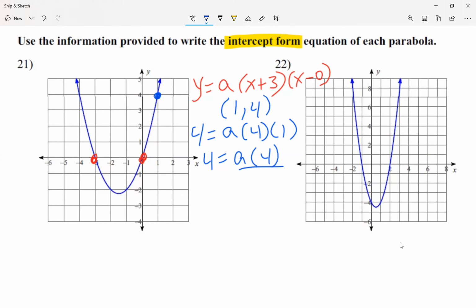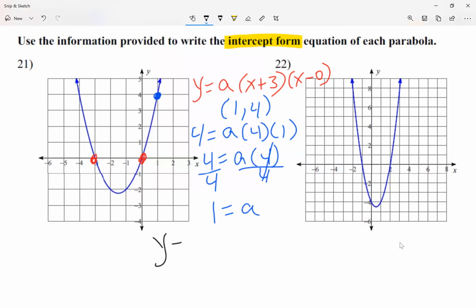To get the a by itself, let me divide by 4, which is the number inside the parentheses, because that way they cancel out. I get the a by itself. 1 is equal to a. Okay. My aperture, I'm not going to write it because it's a 1. If it was a -1, at least a negative sign, but 1 I don't write. So my answer will be y equals, my aperture I don't write. My first parentheses, x plus 3. Now the second parentheses, let me just simplify it as just x, right? x minus 0 is just x.